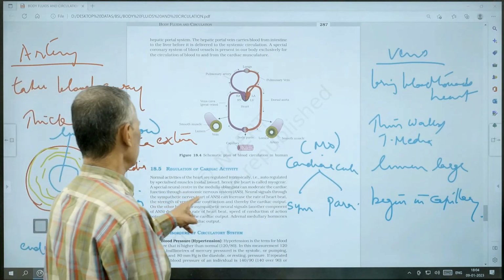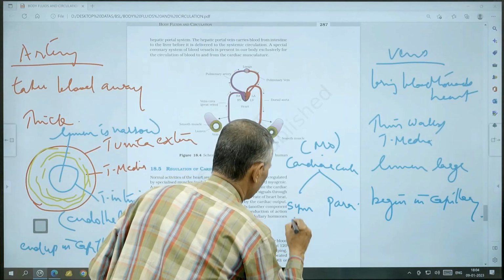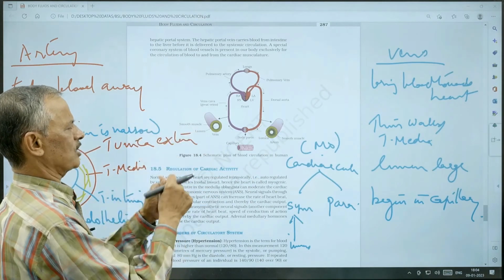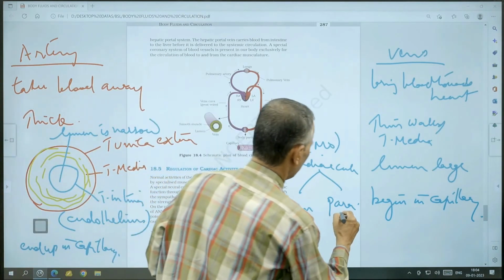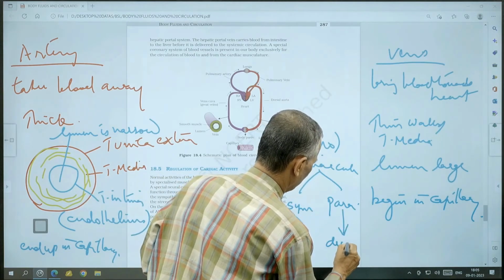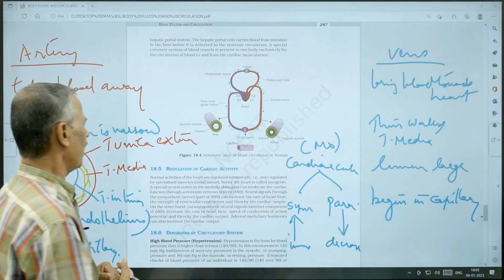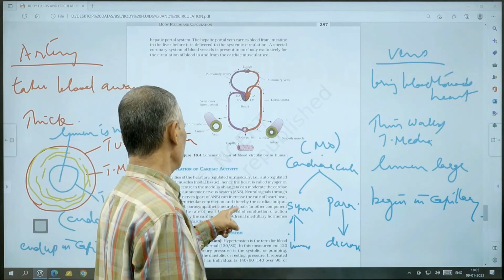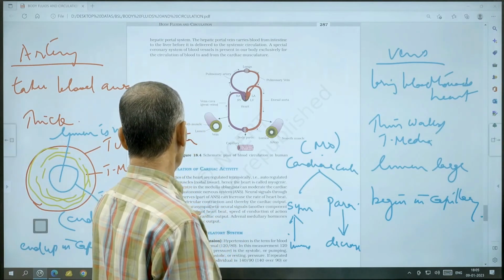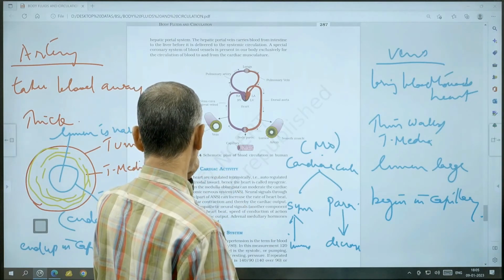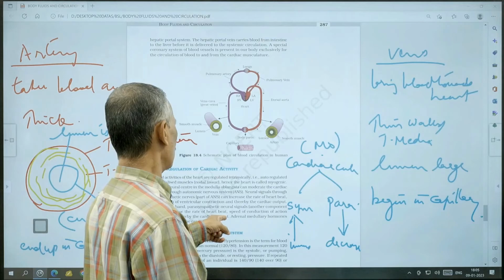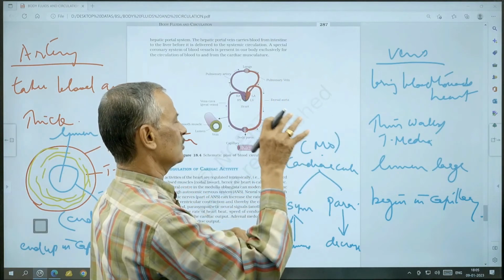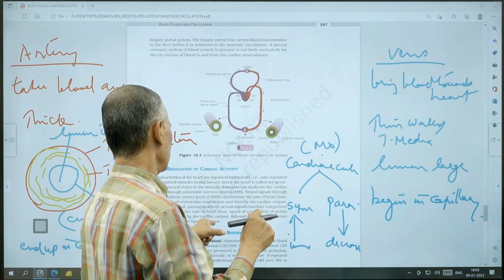Those coming through the sympathetic nervous system will increase both the rate and the strength of contraction, whereas the parasympathetic system can decrease both the rate as well as the strength of contraction. So, parasympathetic neural signal will decrease the rate of heartbeat, speed of contraction of action potential, and thereby cardiac output. Strength of contraction increasing means cardiac output increasing. Strength of contraction decreasing means cardiac output decreasing.